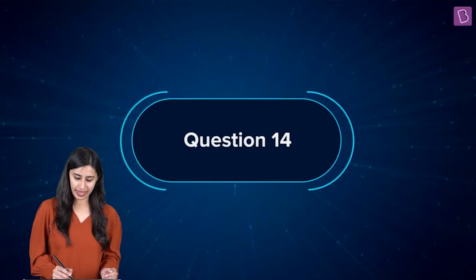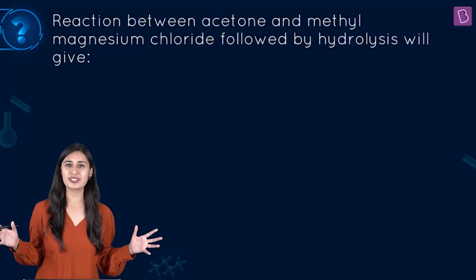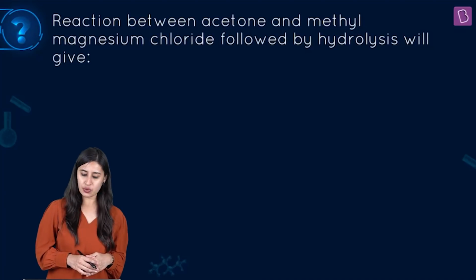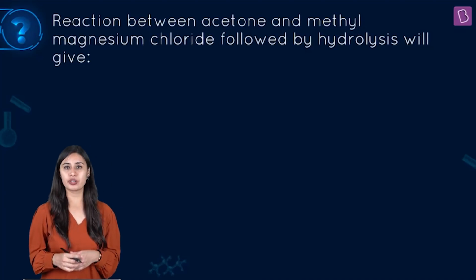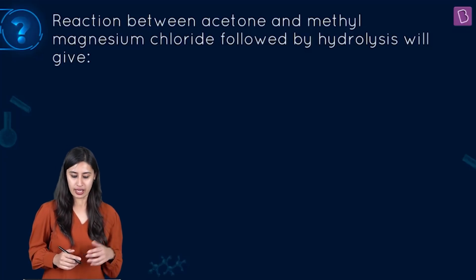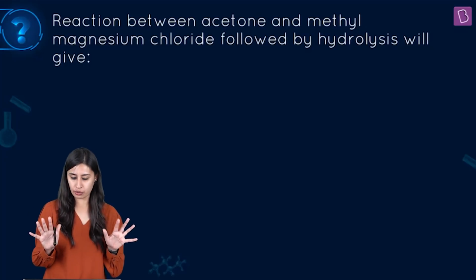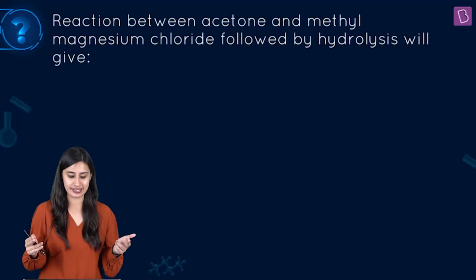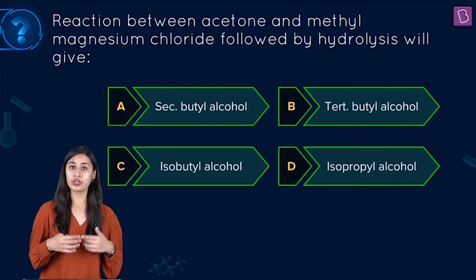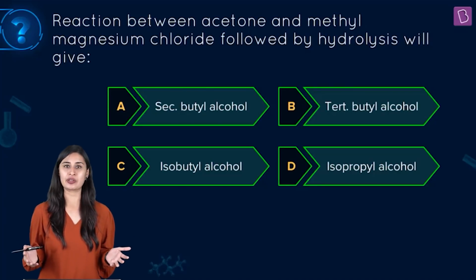Now let's take a look at this question based on Grignard reagent, one of the very, very important reagents of organic chemistry. The question is, reaction between acetone and methyl magnesium chloride, which you of course know, we are talking about Grignard's reagent. So reaction between acetone and methyl magnesium chloride followed by hydrolysis will give. And the options are secondary butyl alcohol, tertiary butyl alcohol, isobutyl alcohol, isopropyl alcohol.